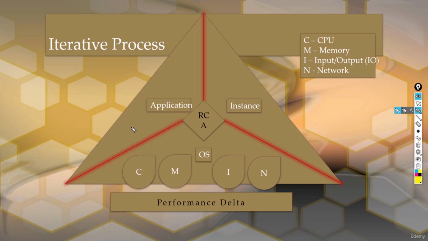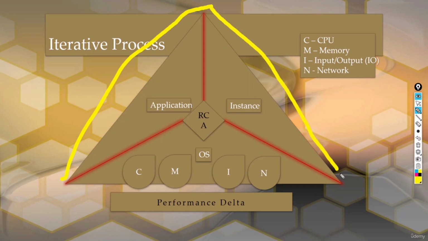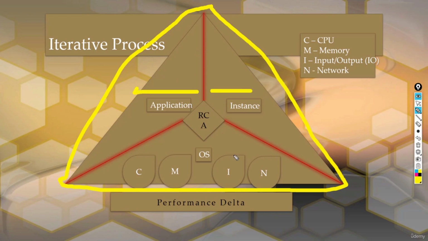SQL tuning is an iterative process. Iterative in the sense, it goes on. There is no deadline for tuning. Okay. So once you get a SQL tuning issue or any performance issue, you check whether it is from application side or instance side or OS side. So these are all the resources: CPU, memory, I/O, network. So you collect the data, then identify which SQL is running slow, and you are tuning that SQL.